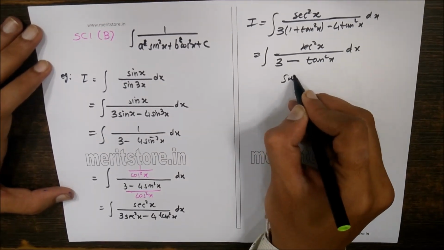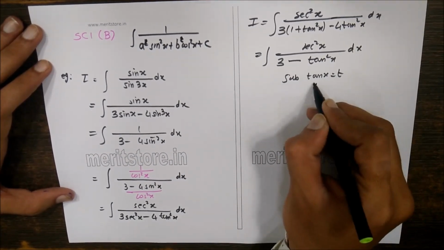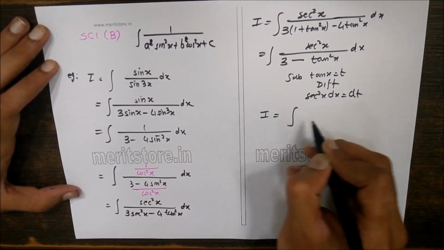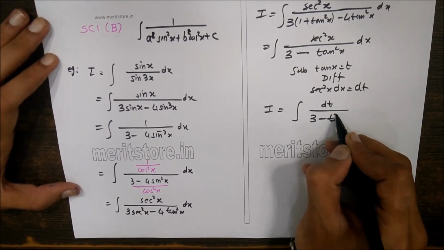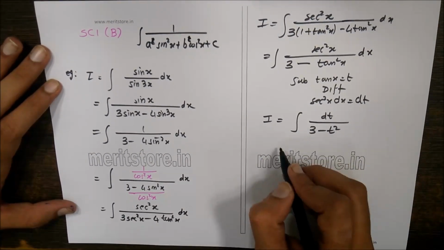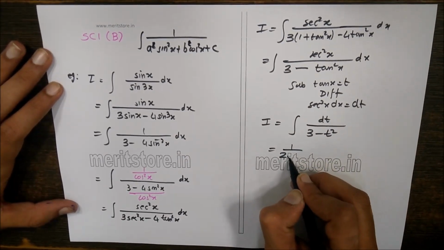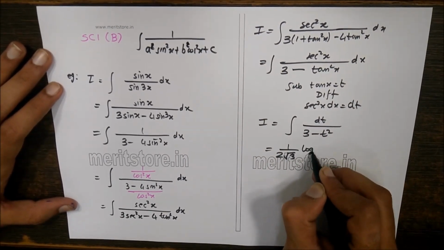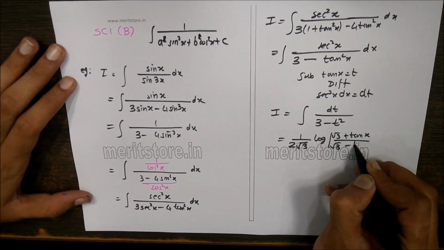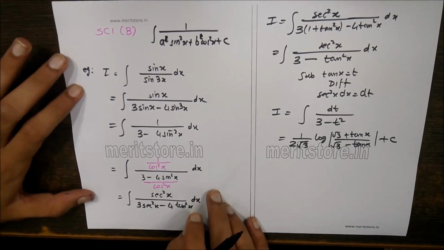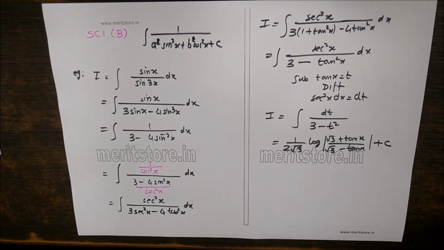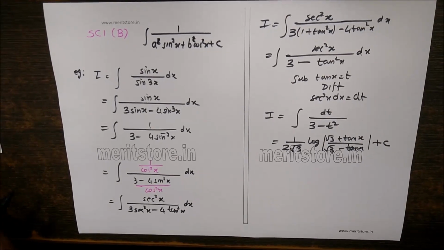And at this step, I'm going to substitute tan x equal to t. When I differentiate, I'll simply get sec square x dx is dt, and my integral will become dt upon 3 minus t square, which converts to the category of CTS type A, which on simplification and applying the formula will give me 1 upon 2 root 3 log mod root 3 plus tan x upon root 3 minus tan x plus c.